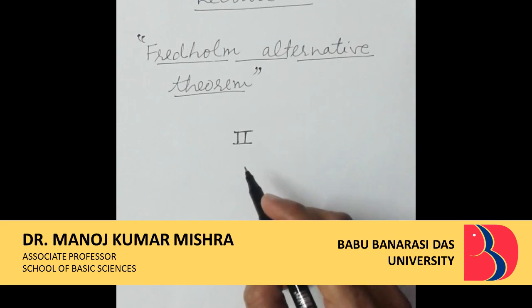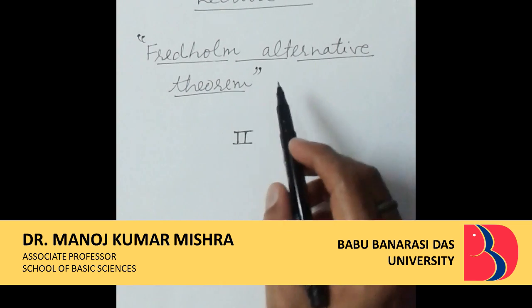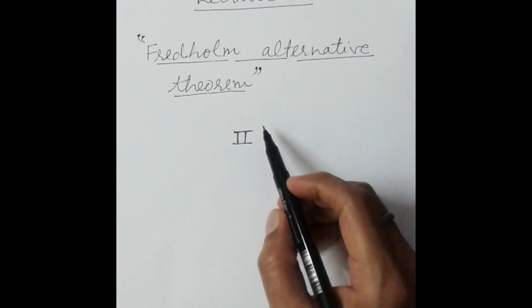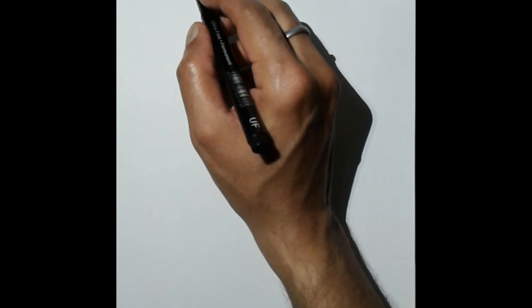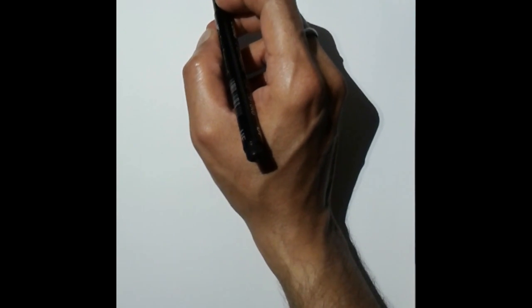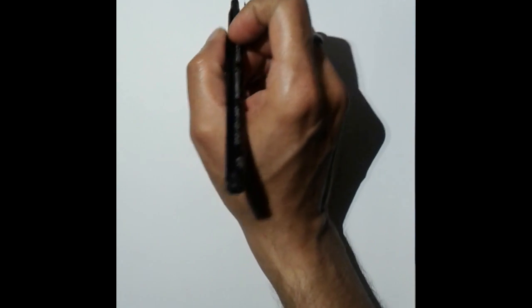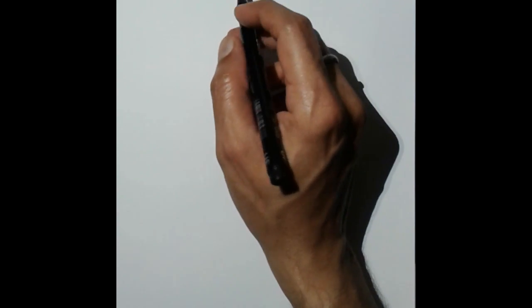Hello friends, today we shall discuss the second lecture on the Fredholm alternative theorem. In the previous lecture we discussed the case D(λ) equal to 0 and f(x) equal to 0. Here we shall discuss the case D(λ) equal to 0 and f(x) is not equal to 0. That is, we proceed with the situation when the inhomogeneous Fredholm integral equation 1 has a solution even when D(λ) equal to 0.